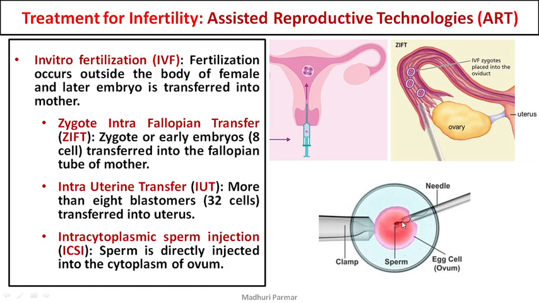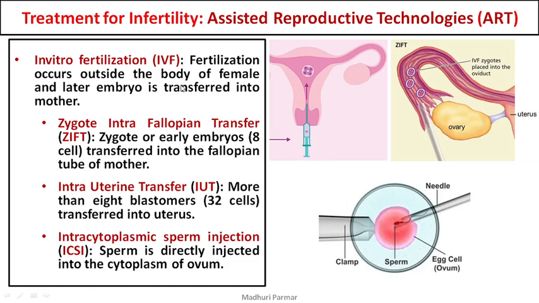a sperm cell is introduced inside the ovum, and this is known as intracytoplasmic sperm injection. So within the cytoplasm, a sperm is injected, ICSI. Sperm is directly injected into the cytoplasm of ovum. So these three are the methods for in vitro fertilization. In vitro, that means what is commonly known as test tube baby. In vitro literally means in glass. So you are doing all of this in glassware.